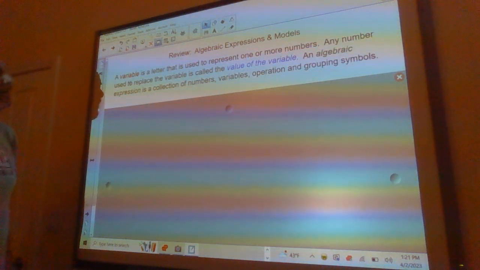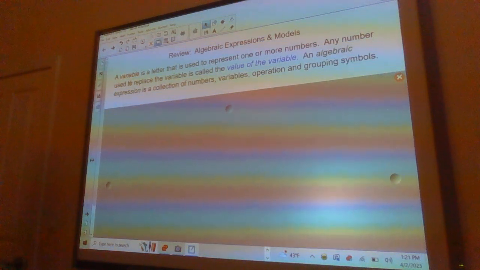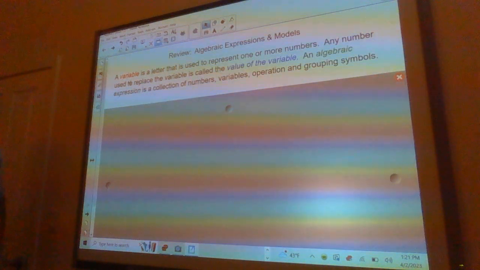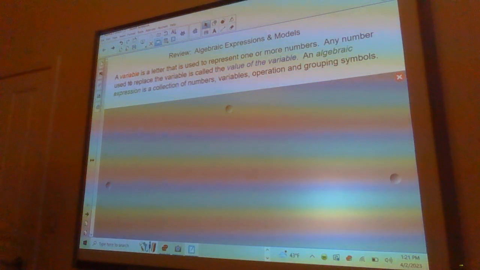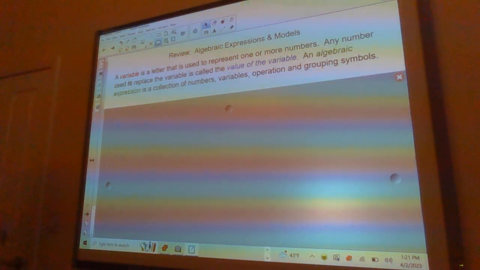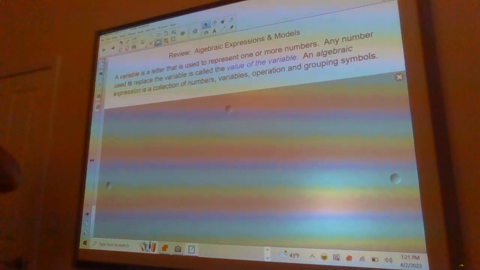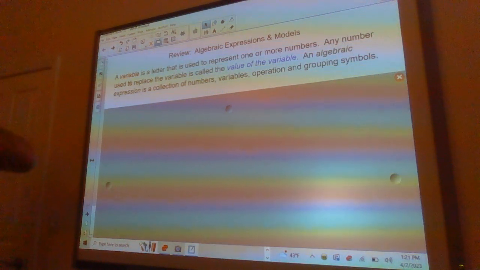So remember, a variable is a letter that is used to represent one or more numbers. Any number used to replace the variable is called the value of the variable. An algebraic expression is a collection of numbers, variables, operations, and grouping symbols.